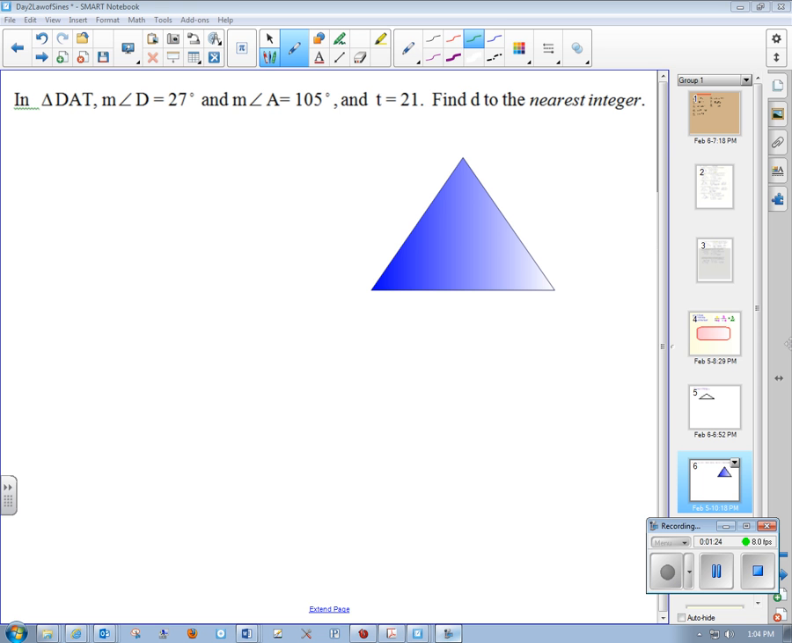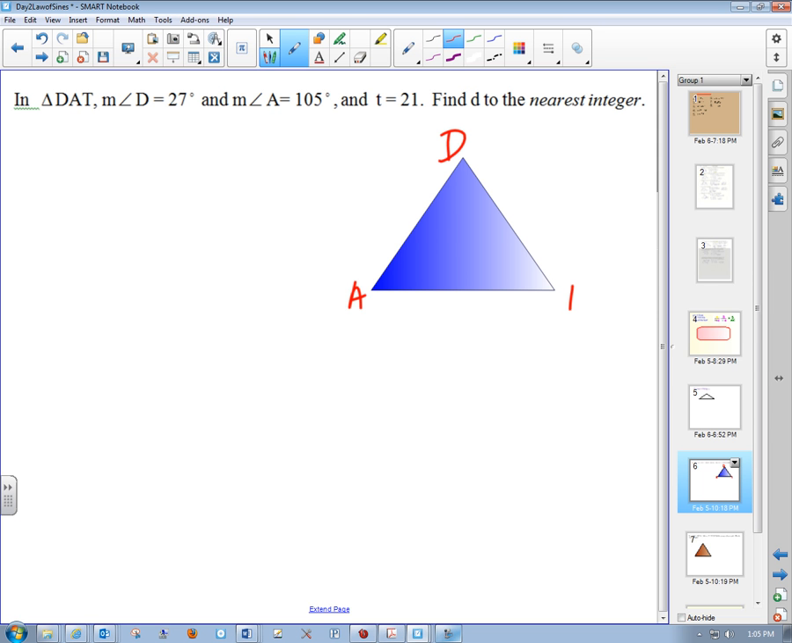So taking a look at the first example, we'll start by drawing and labeling a triangle DAT. We don't always use A, B, and C. Measure of angle D is 27 degrees. We'll put that up here. Measure of angle A, 105 degrees. So obviously it's an obtuse triangle. Didn't really draw the correct triangle here, but again, the triangle setup is really what's guiding you. They're not to scale when you start with them. And I've got little side t equals 21.